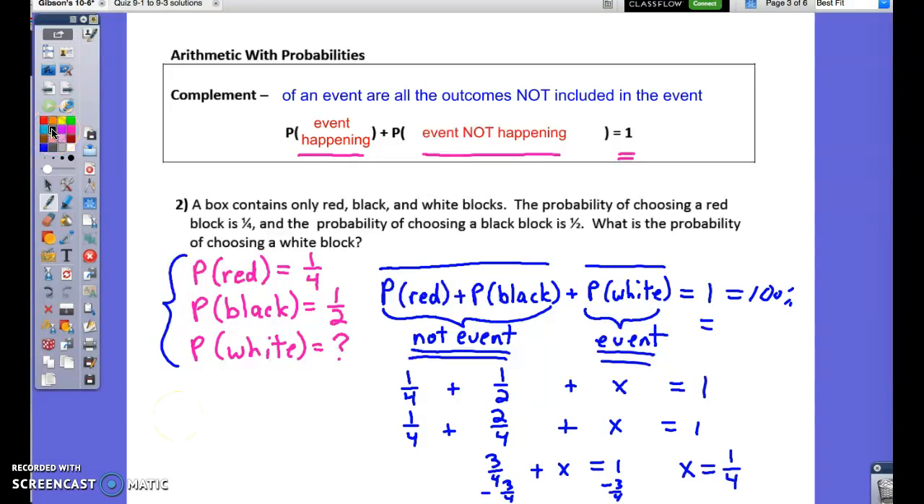I'm sorry, write it over here on the left-hand side. So the probability of getting a white block ended up being 1/4. And if you did change that to a percent, obviously, that would be 25%. But again, we figured out that the probability of not getting a white was 3/4. That combined with the probability of getting a white should add up to the number 1. Okay? So that's what complements are all about. It's together, either the event happens or it doesn't, and they add up to 1.